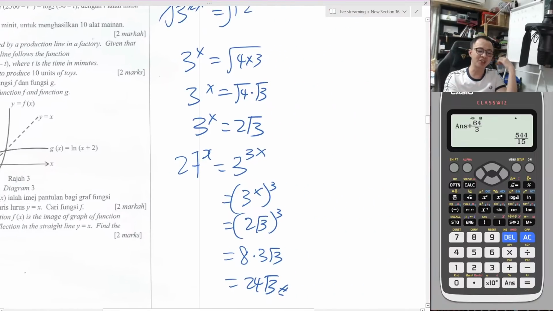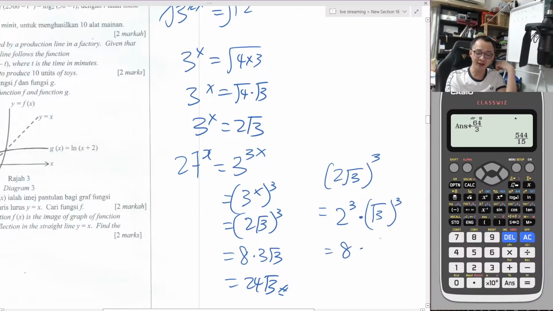This one is a bit tricky, so when you do that, you must be very careful. Let me explain this one a little bit. You can do it separately: 2 power 3 multiply root 3 power 3. So this is 8. Root 3 power 3 is what? Root 3 times root 3 times root 3. Root 3 times root 3, you get 3. So therefore, it's 3 root 3. So you see, I got 3 root 3 here.